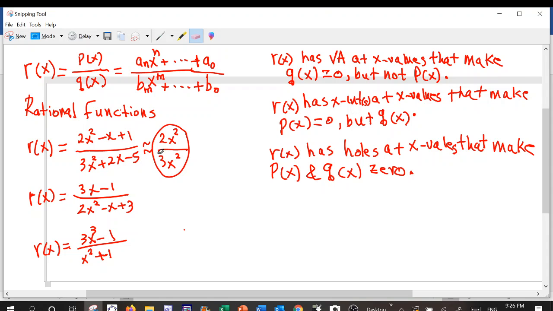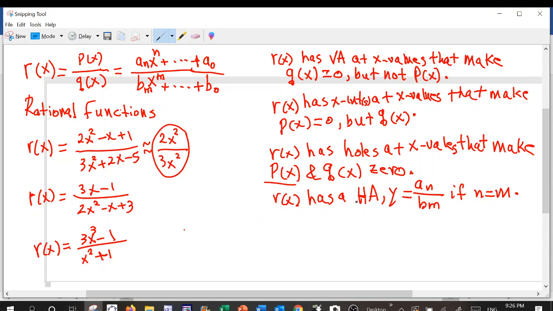So what does that mean, that the end behavior is 2 over 3? Well, it means this. I want to put it here. So we say R of x has a horizontal asymptote, which is given by y equals a sub n over b sub m if n equals m.